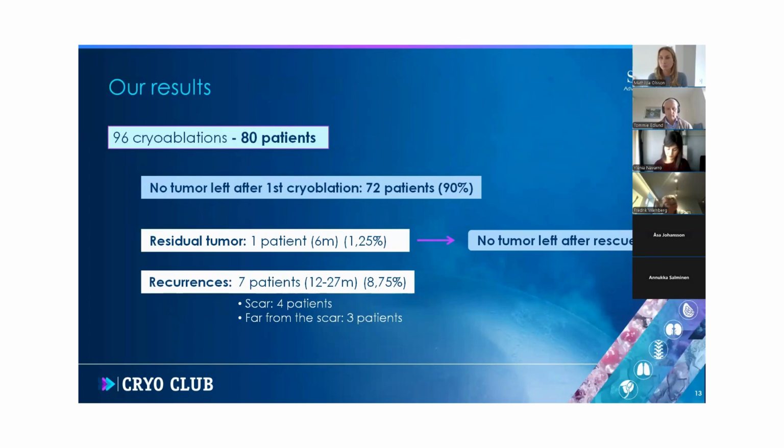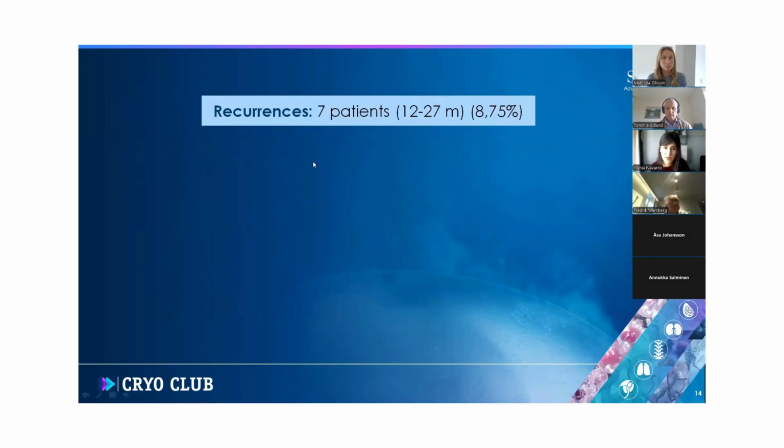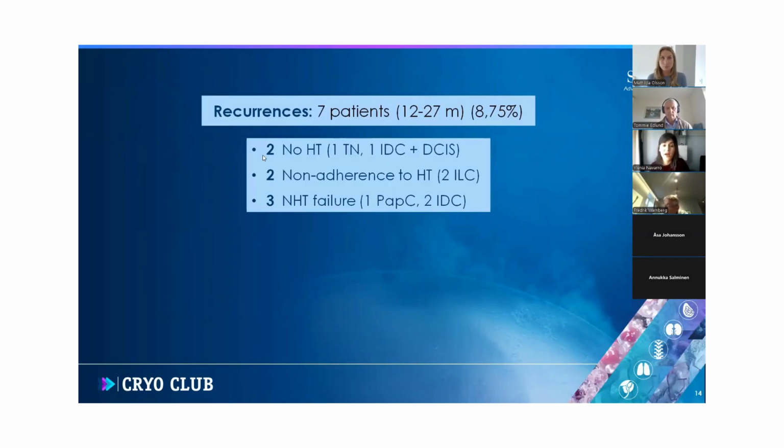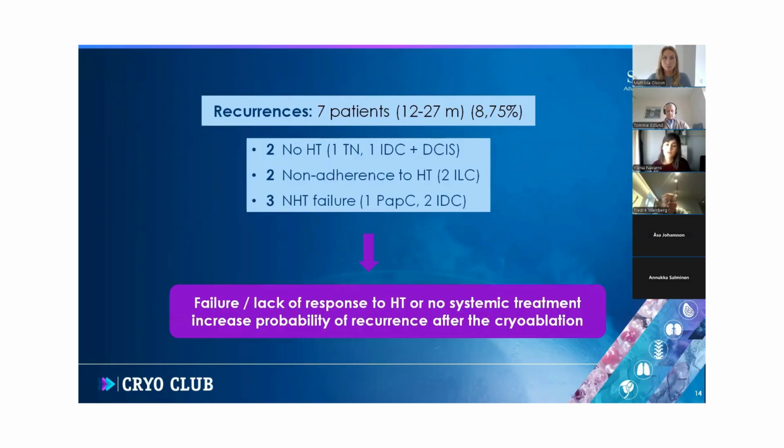in these cases. So if we analyze this group, we see that we have 2 cases with no hormonal treatment because one was a triple negative and the other one was a patient that did not agree with the treatment. 2 patients were non-adherent to hormonal treatment, and 3 cases had a neoadjuvant hormonal treatment failure. So we can think that probably failure or lack of response to hormonal treatment or no systemic treatment increased the probability of recurrence after the cryoablation.